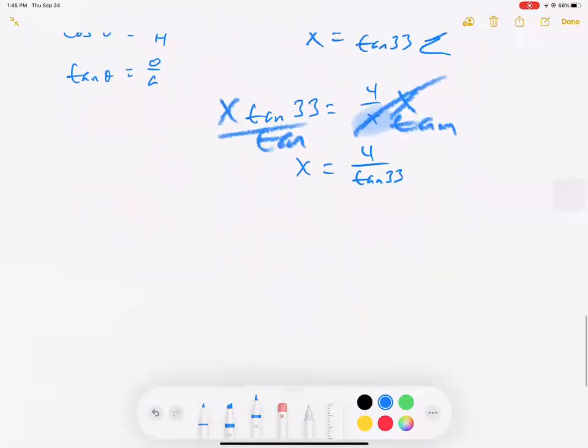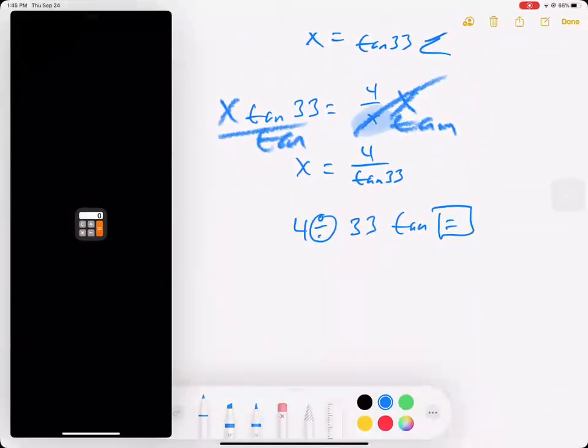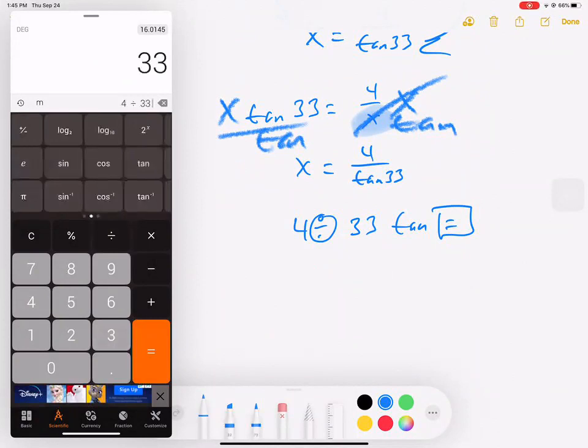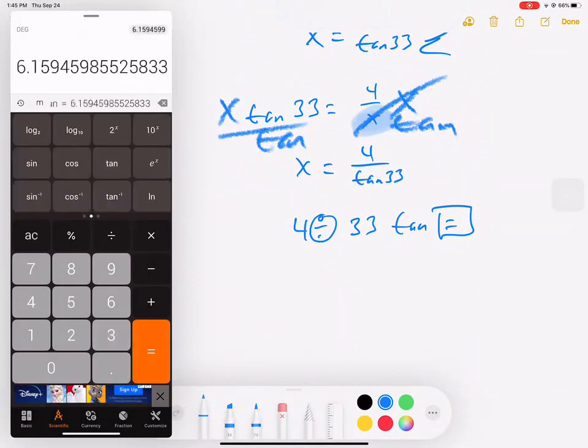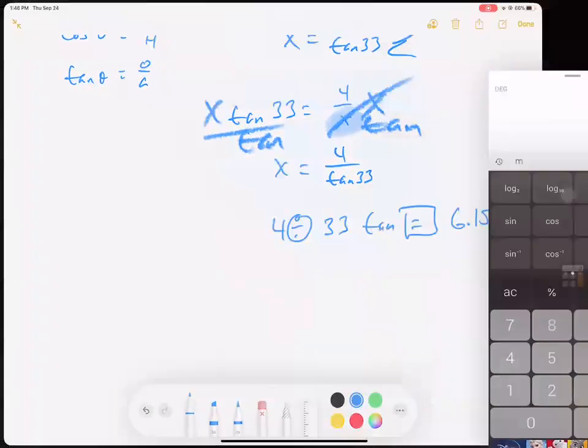The rest of the step, everything on the calculator. 4 divided by 33 tangent equals. That's all the work you need to write. So 4 divided by 33 tangent equals, this side is going to be 6.159. Practice that calculator. Do the same problem later when you have some extra time and see if you get the same answers as me.